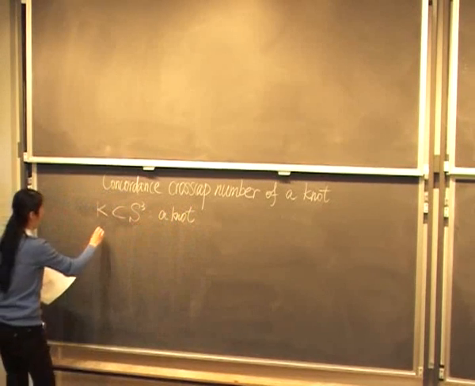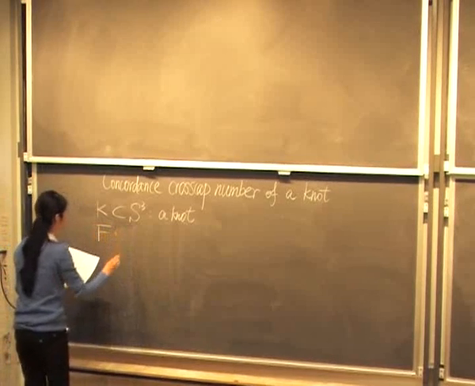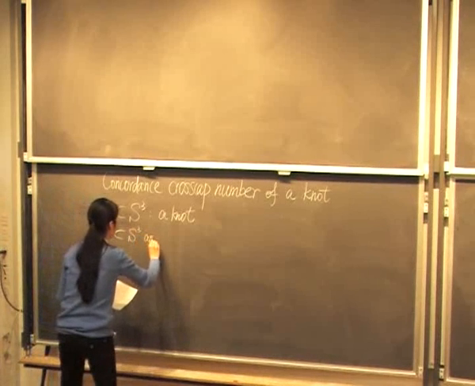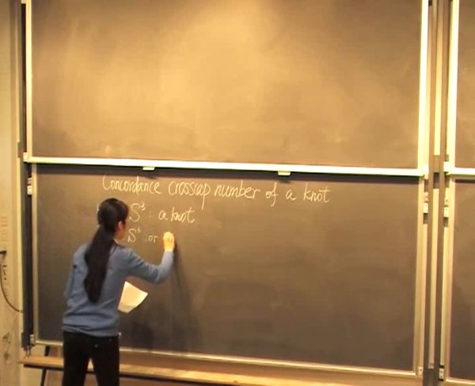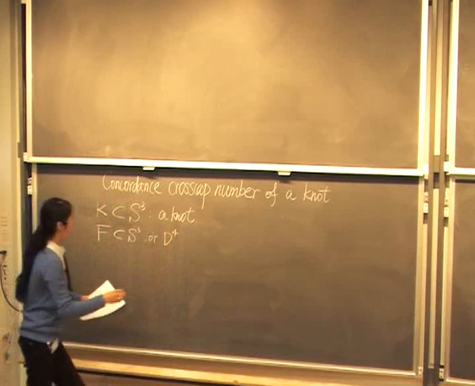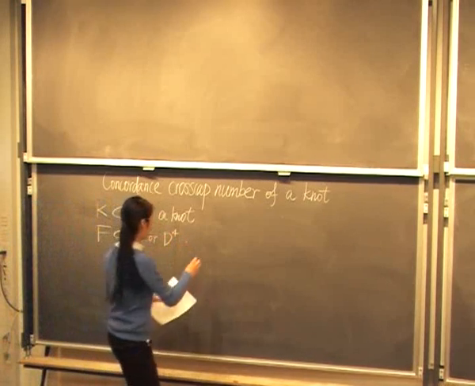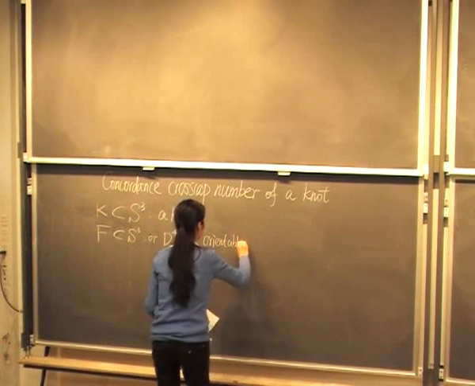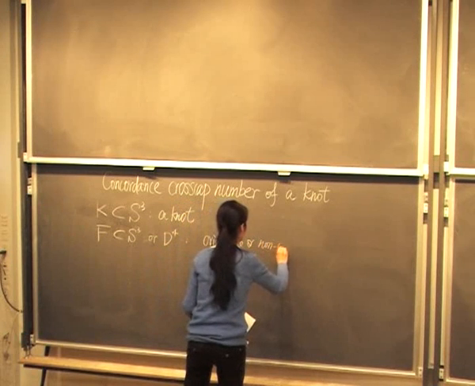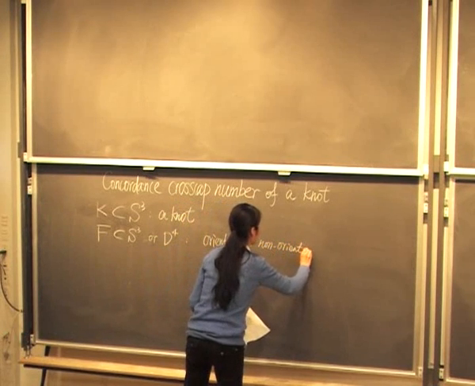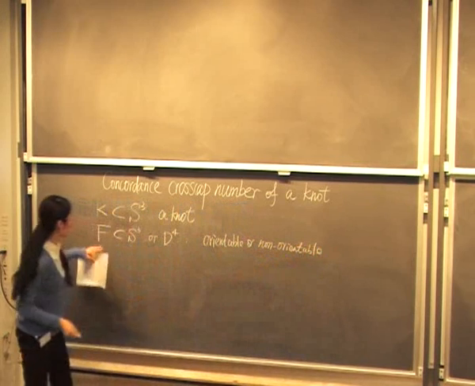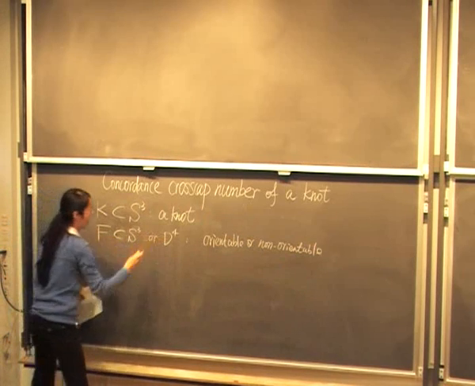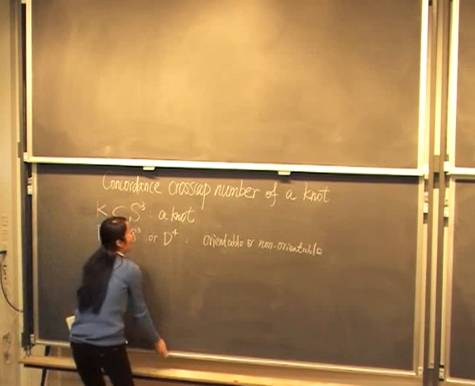And this knot K bounds a surface F, in the 3-sphere and also in the 4-ball D4. And this surface is orientable or non-orientable. And we know that this knot K can bound many different surfaces, right? Either in the 3-sphere or the 4-ball D4.